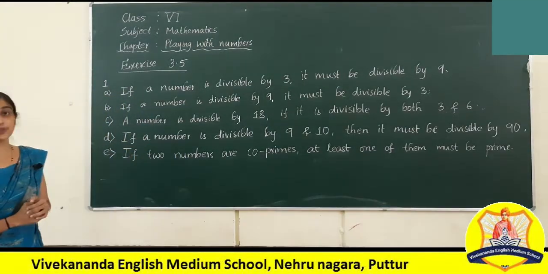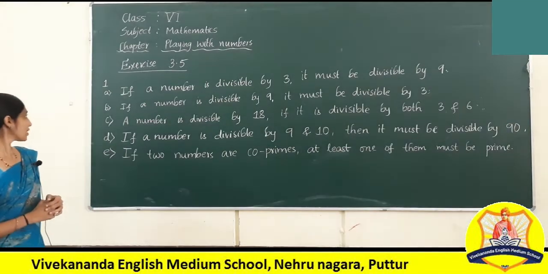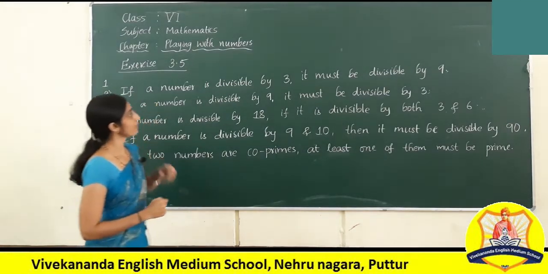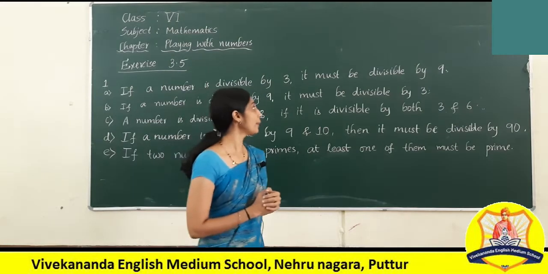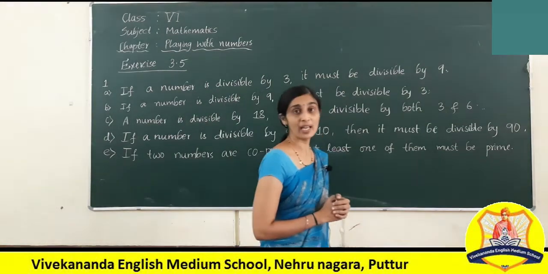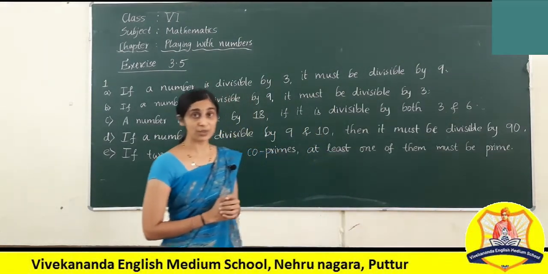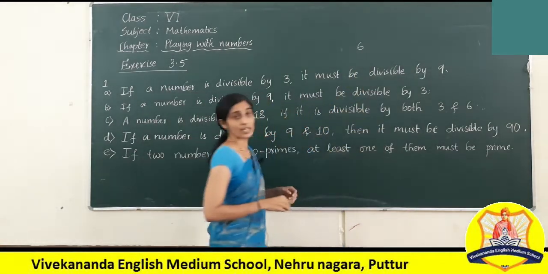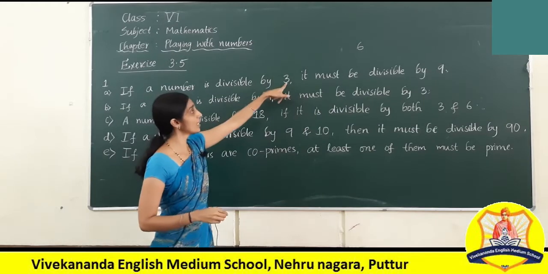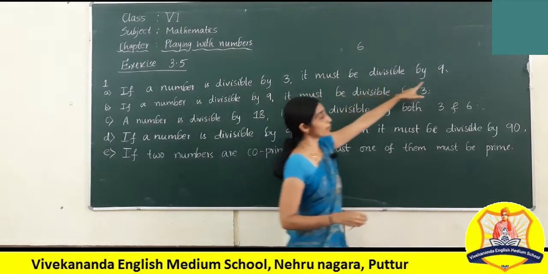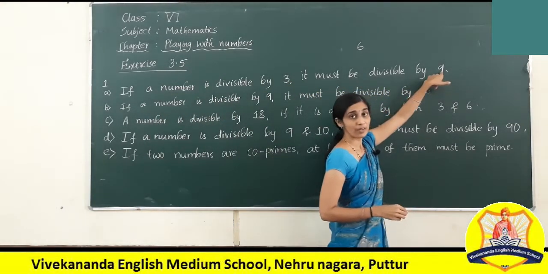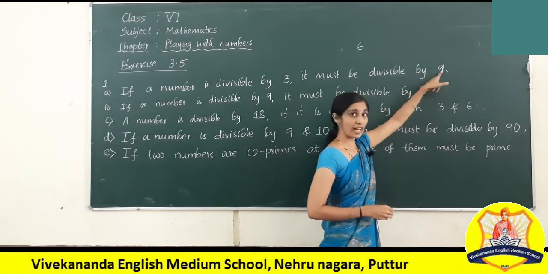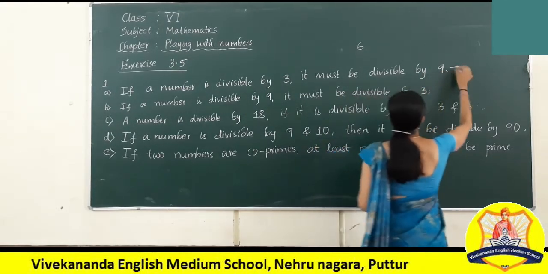First question is true or false. First one, if a number is divisible by 3, it must be divisible by 9. Is it true? See for example, 6 if I take. 6 is divisible by 3. Whether it is divisible by 9? No, cannot. We will get decimal number or fractions, right? So, it is false.